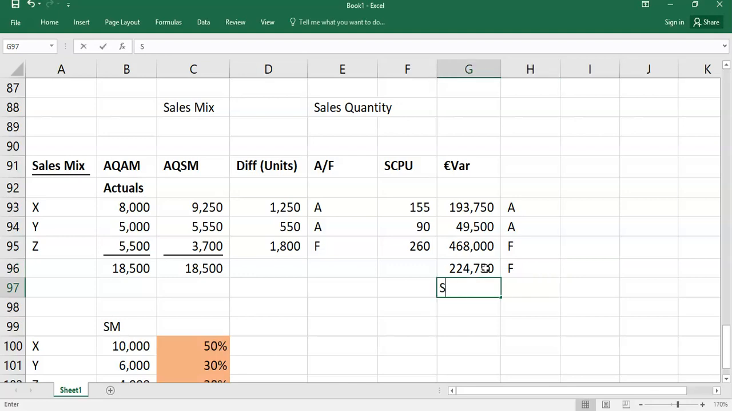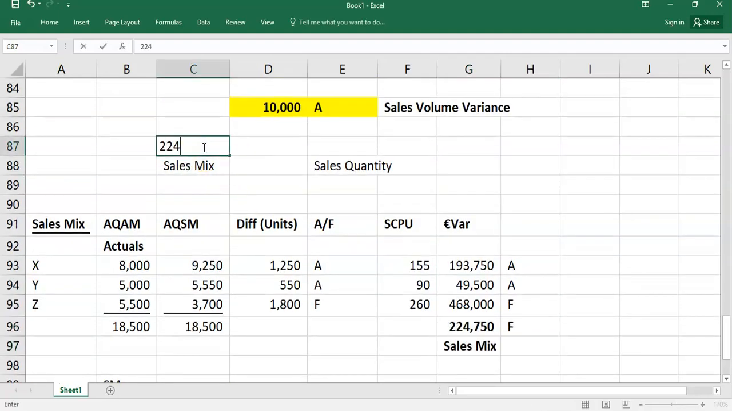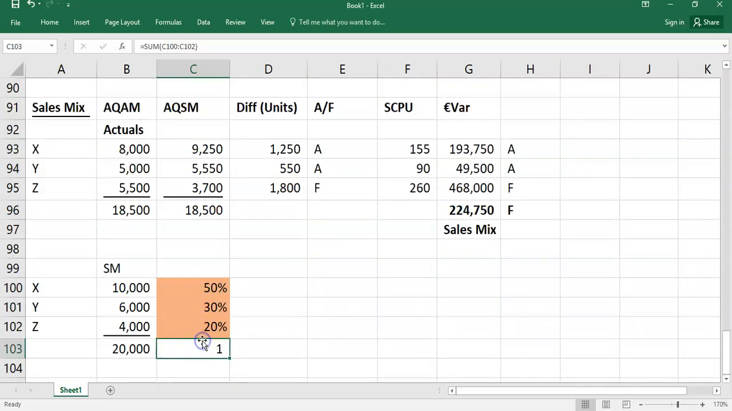224,750 favorable. Sales mix. All right, so that's an important one, and we just put up there 224,750 favorable. So what does that mean? It means you had a favorable change in your sales mix. So why is there a mix? Because you're not doing 50, 30, 20. You're selling a lot more of Z.